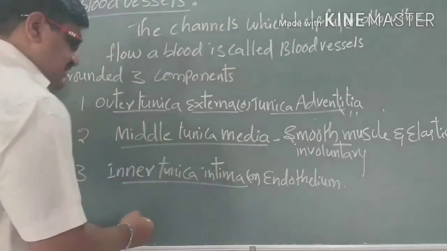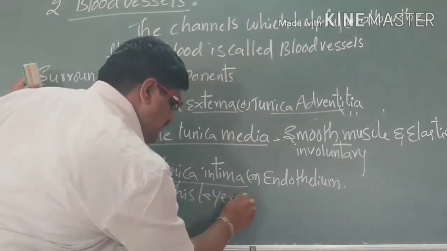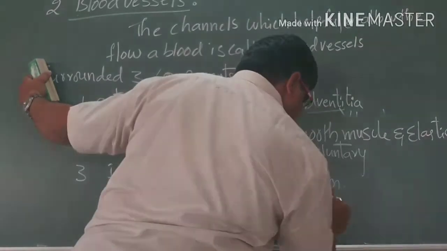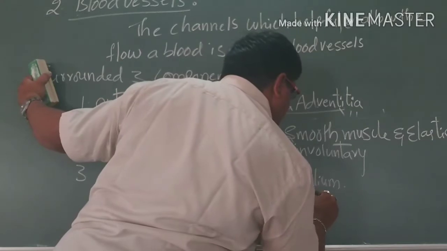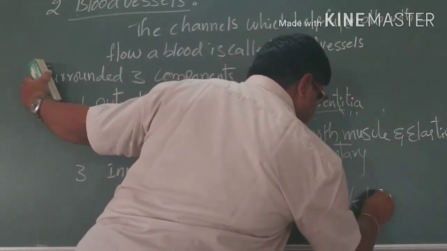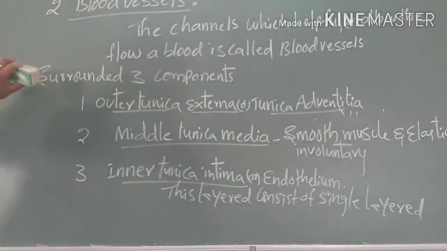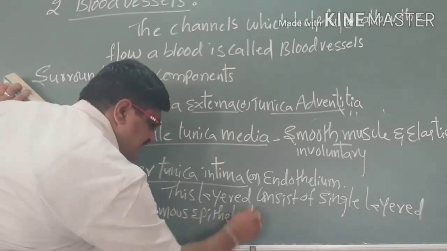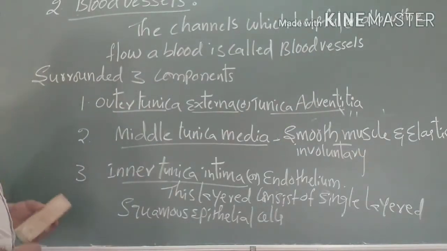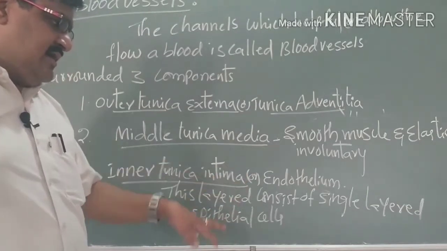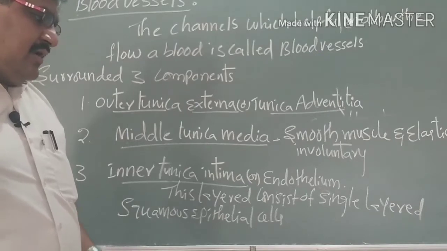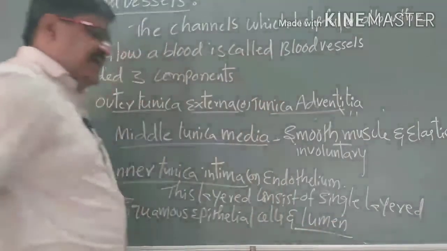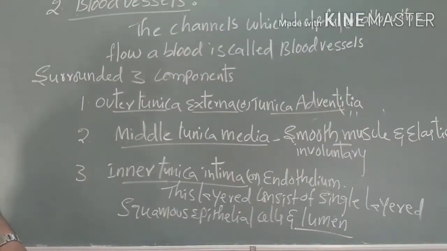And the third one, the tunica intima, or endothelium. This layer consists of a single layer of squamous epithelial cells, and it also has a lumen. Such a layer is called the tunica intima, or the endothelium, made up of squamous epithelium, where the lumen is present.